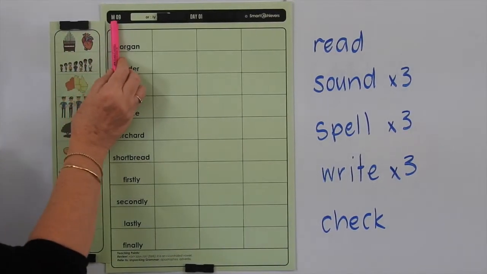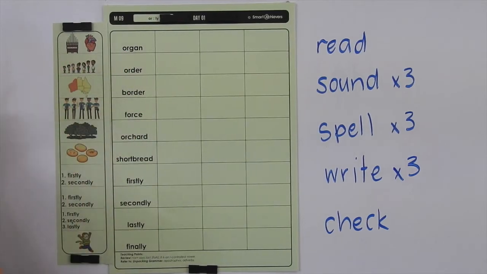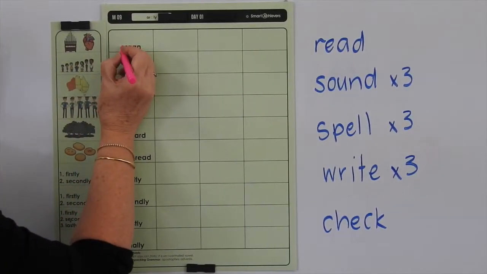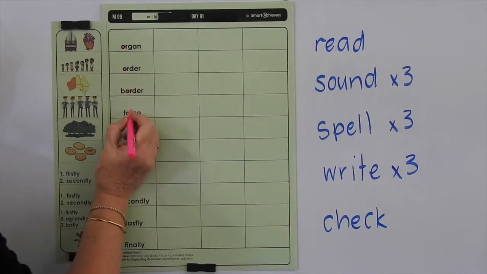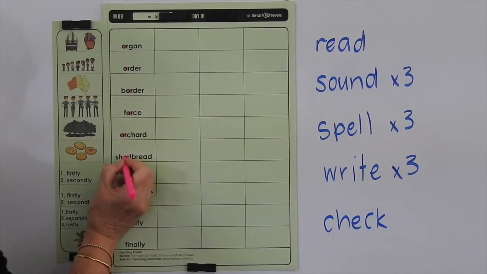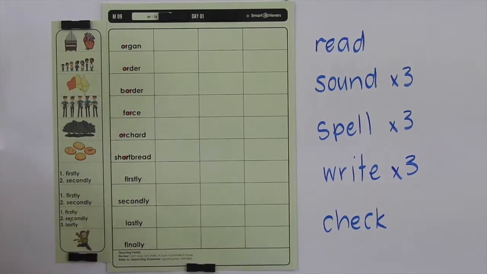This is level M, list 9, and we're doing the day 1 page, and we're looking at OR sounds. We could go through and highlight those. There are 11 different ways of writing the OR sound. This is one of the easiest ones, and we're just using that simple OR sound in some harder words.